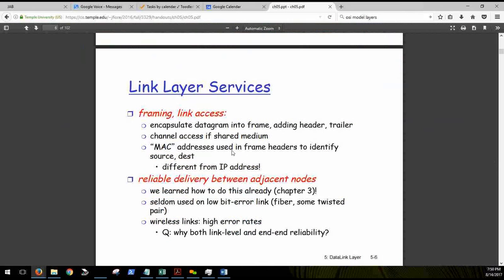So again, when we talk about encapsulation of a datagram from layer 3, we're basically putting that into what is called a frame. A frame is the PDU, or the protocol data unit, used in the data link layer. When we create this frame, we add header information and sometimes trailer information. The other thing we have to work on is what's called channel access, if shared.